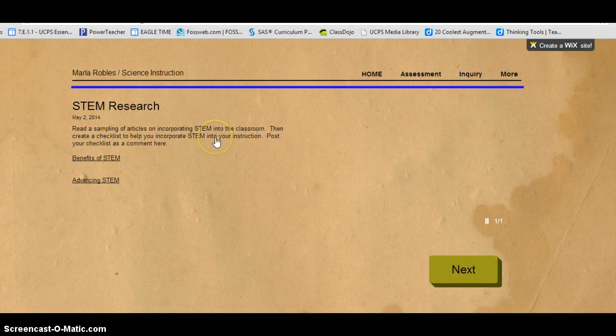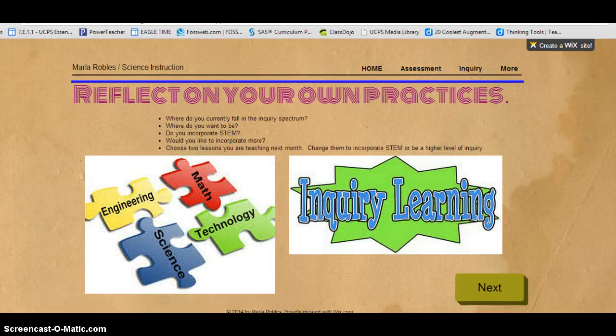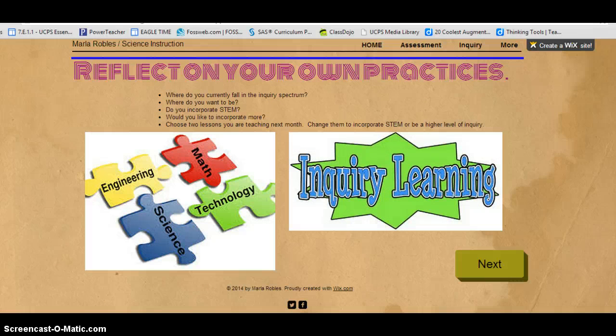Then we read about the advantages of using STEM and where STEM is going in our science education today. When we finished that, we reflected on our own practices. Where do we fall in the STEM continuum? Are we using a lot of just S, or are we incorporating more technology, engineering, and mathematics? Where do we fall in the inquiry spectrum? Where do we go next from here?